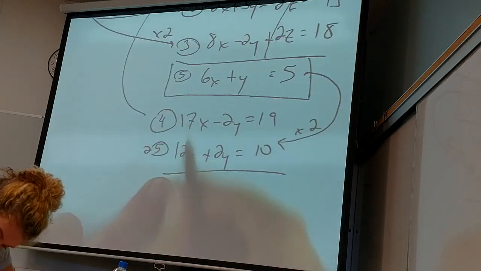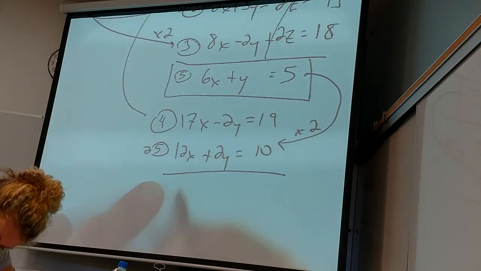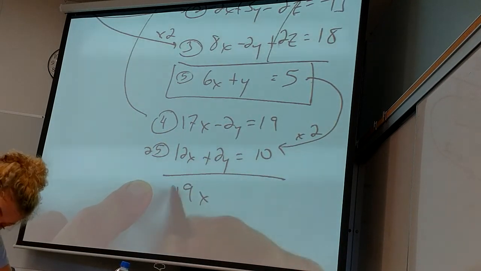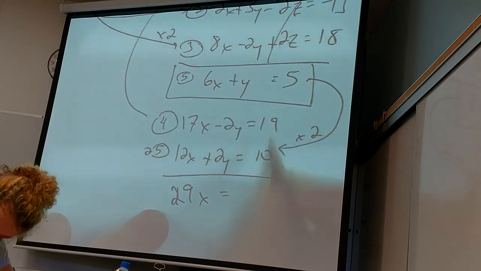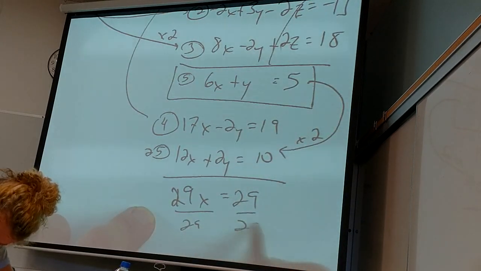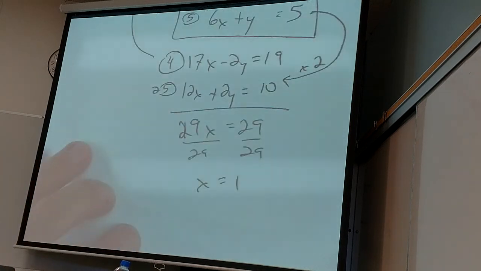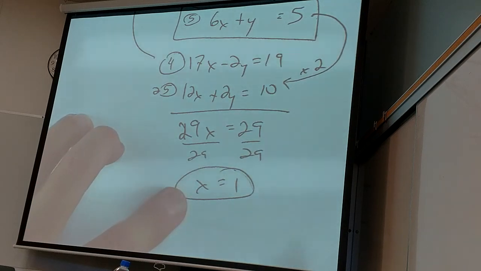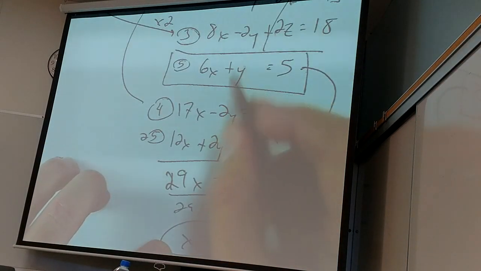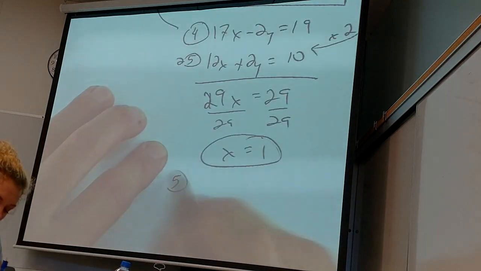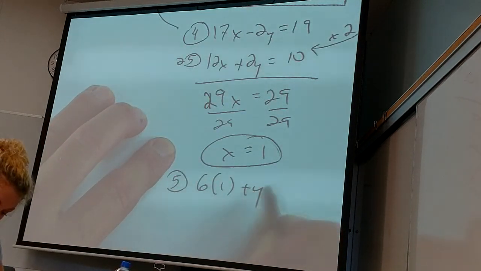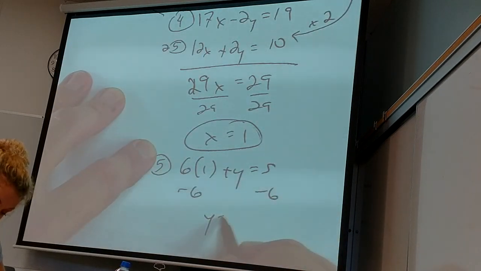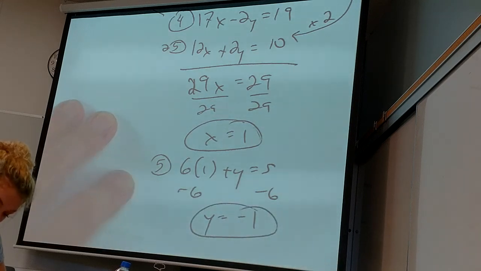And then what do I get here? 29x equals 29. X is 1. And then if I plug that back into equation 5, because see how y is already solved? If I take equation 5 and put a 1 in for x, subtract, I get y is -1. That's what we got.